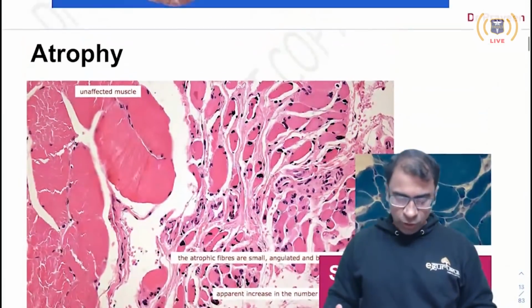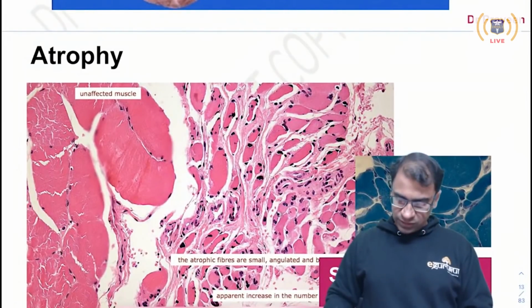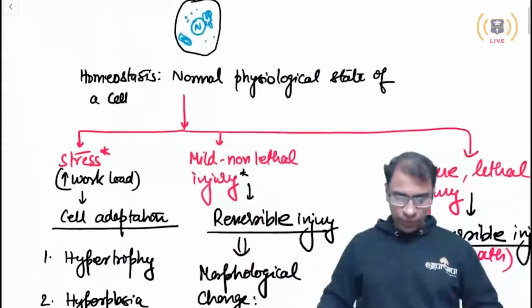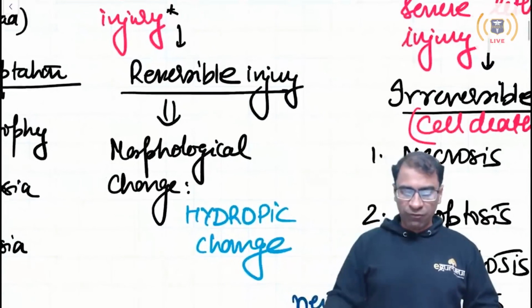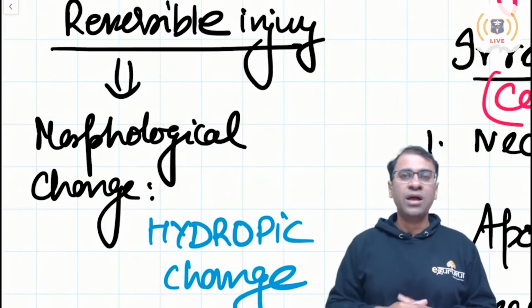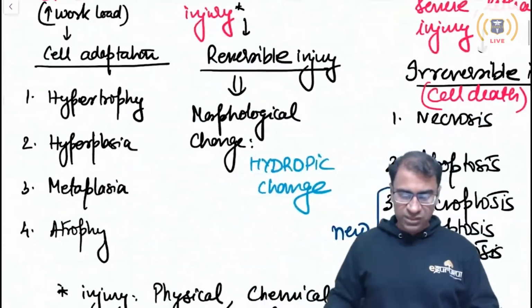Chalo, let's now move to the next topic. If you see this, till now we have finished all the cell adaptations, 1, 2, 3, 4. Our next topic is reversible injury. This is the next topic. Let's start this next topic of reversible injury.